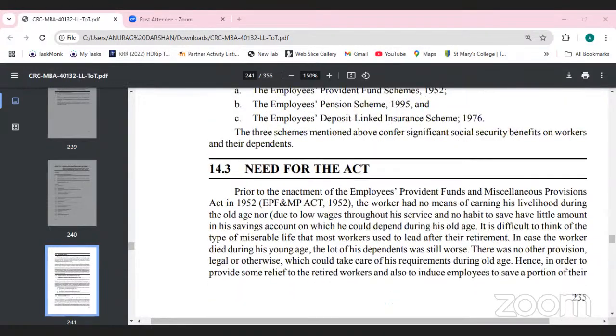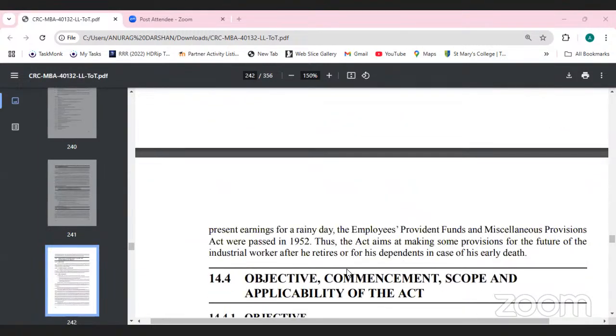So the need for the Act: prior to the enactment of the Employees Provident Funds and Miscellaneous Provisions Act 1952, the worker had no means of earning his livelihood during old age, nor, due to low wages, could he save something for his old age. And in old age, what really happens is the person becomes sick and is dependent upon his children. And the moment he is dependent, the situation is worse. So for that purpose, the Provident Fund and Miscellaneous Provisions Act 1952 was passed, which tries to address old age dependency.